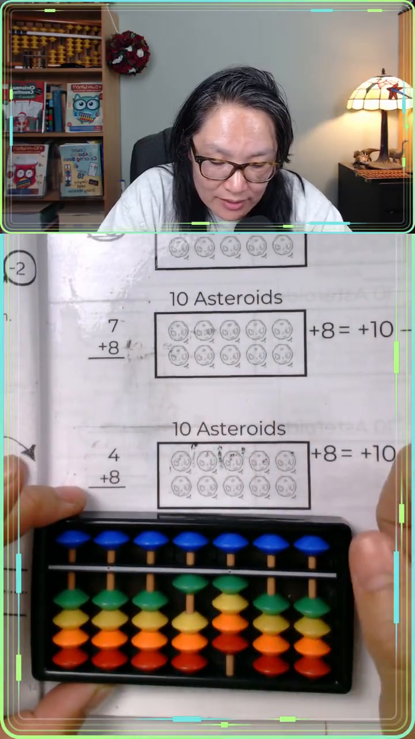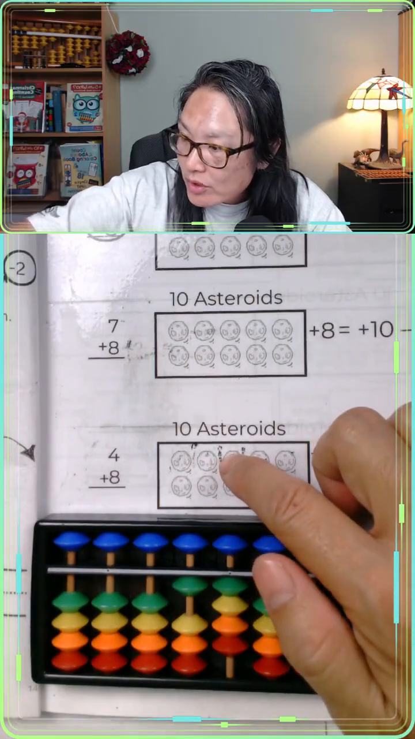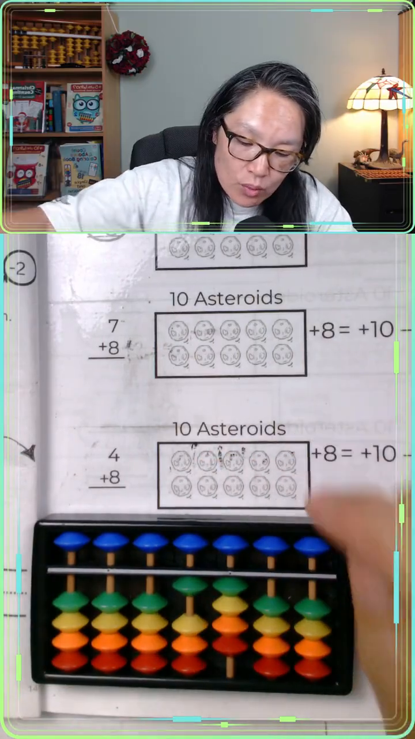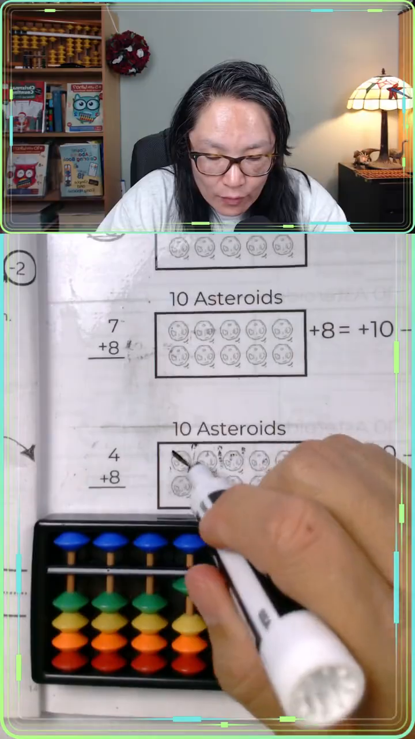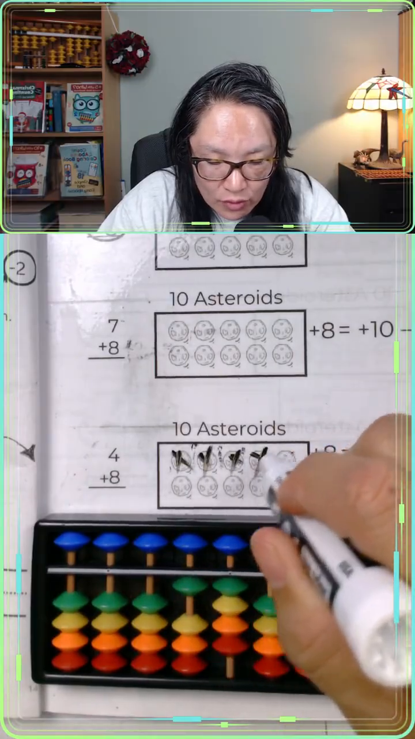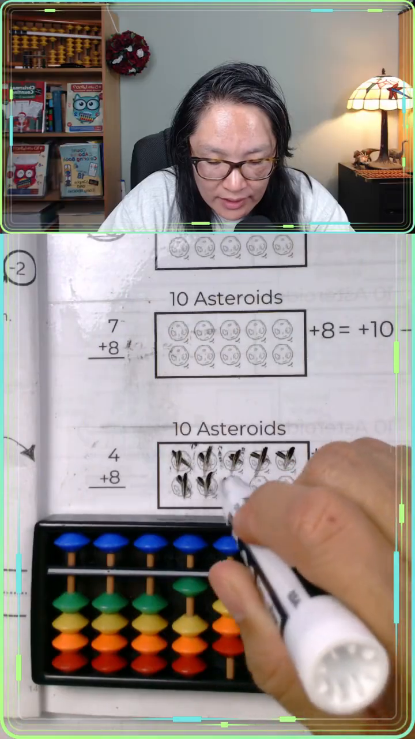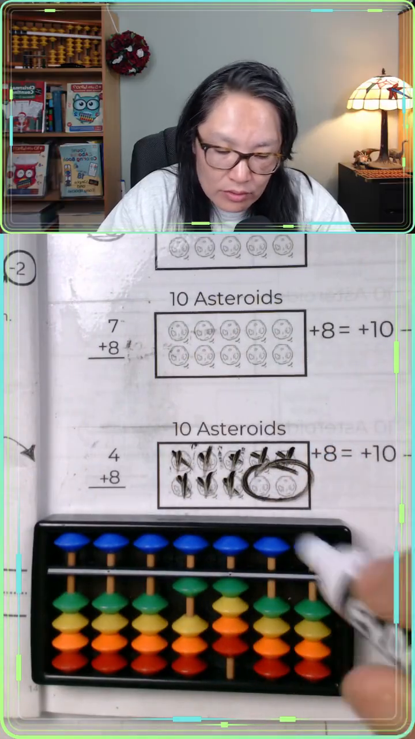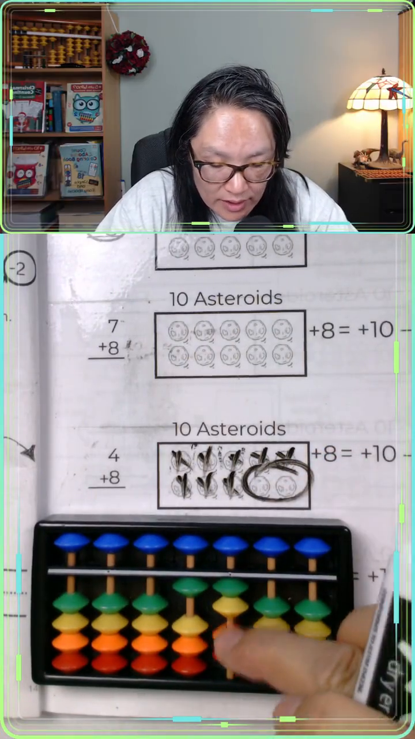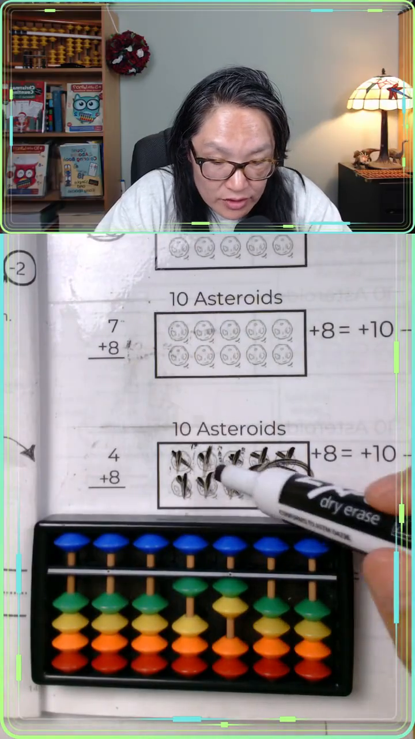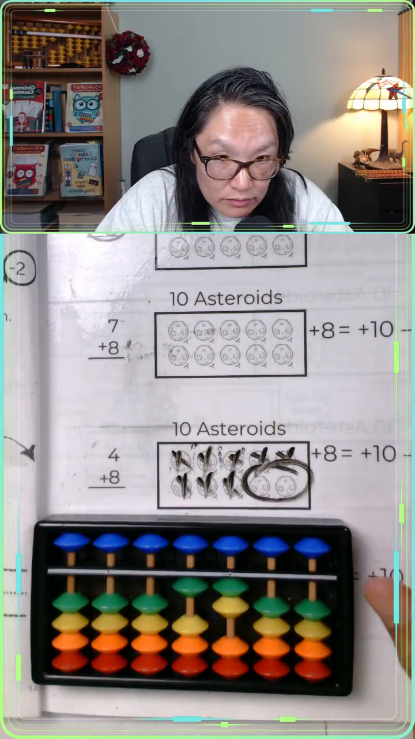Asteroid belt has 10, but that's too much. What do I do? I have to take away 2. Because why? I'm using 8. 1, 2, 3, 4, 5, 6, 7, 8. And this has to be taken away. So you have to take away 2. So my final answer is 12.